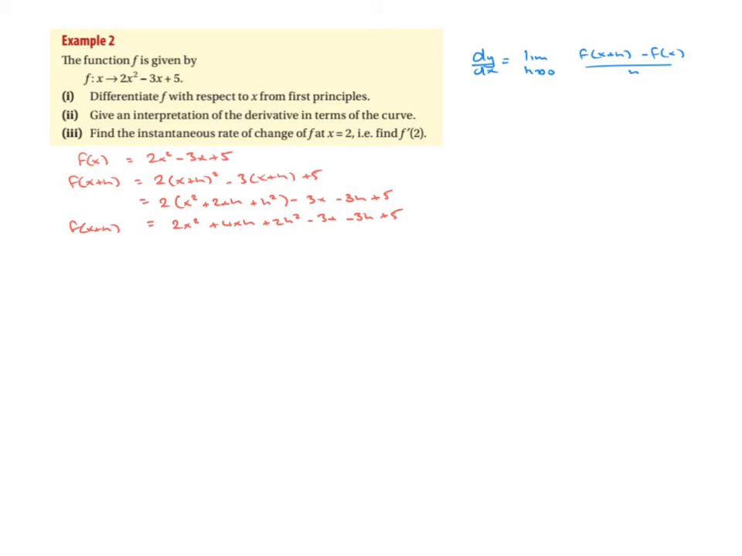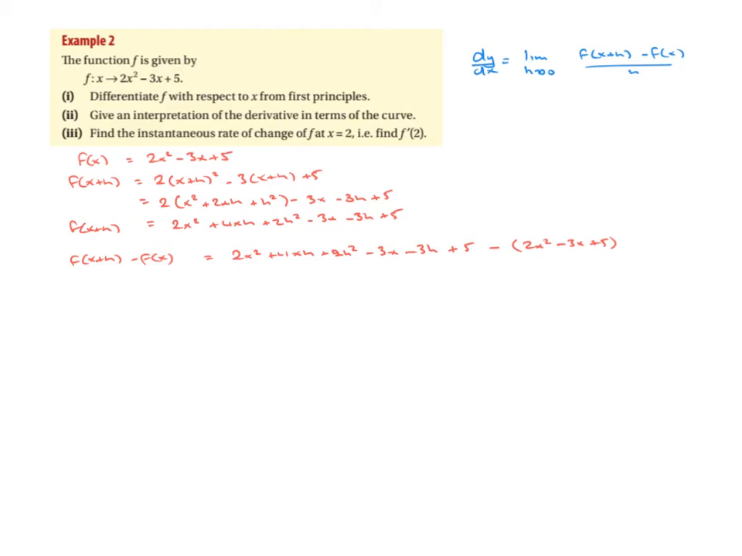The next thing we have to do is work out f of x plus h minus f of x. So f of x plus h minus the f of x is equal to, well, it's just this big long expression here, take away this one. So let's write it in. What we have is 2x squared plus 4xh plus 2h squared minus 3x minus 3h plus 5 minus, and don't forget to use your bracket, 2x squared minus 3x plus 5, which is the f of x here.